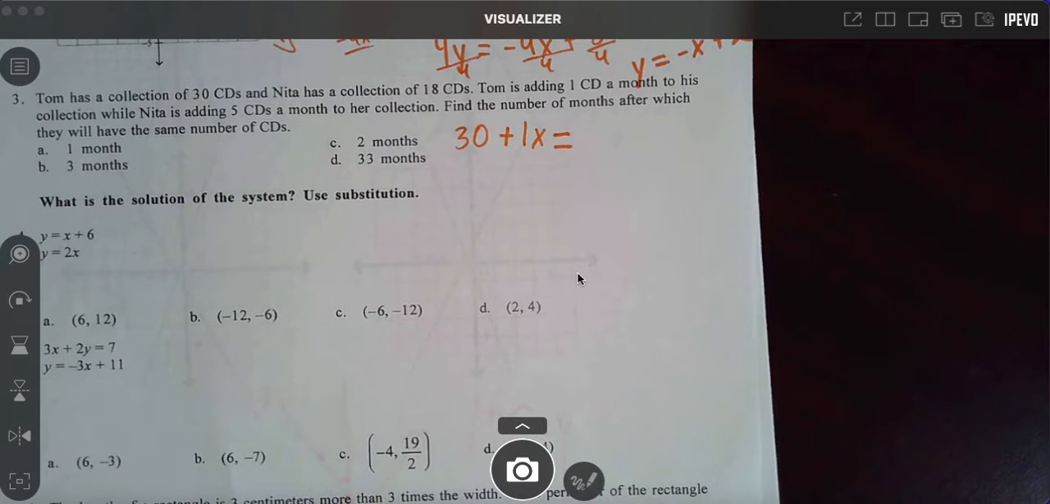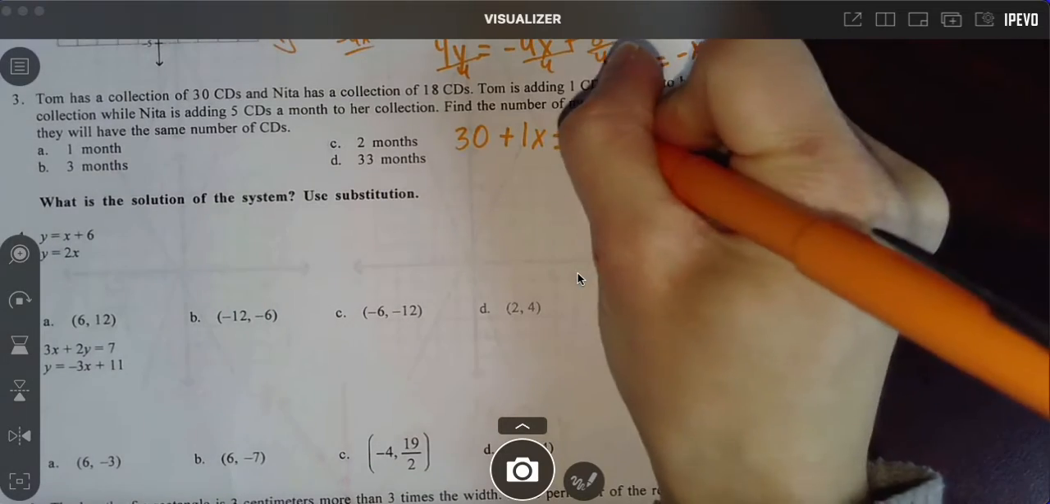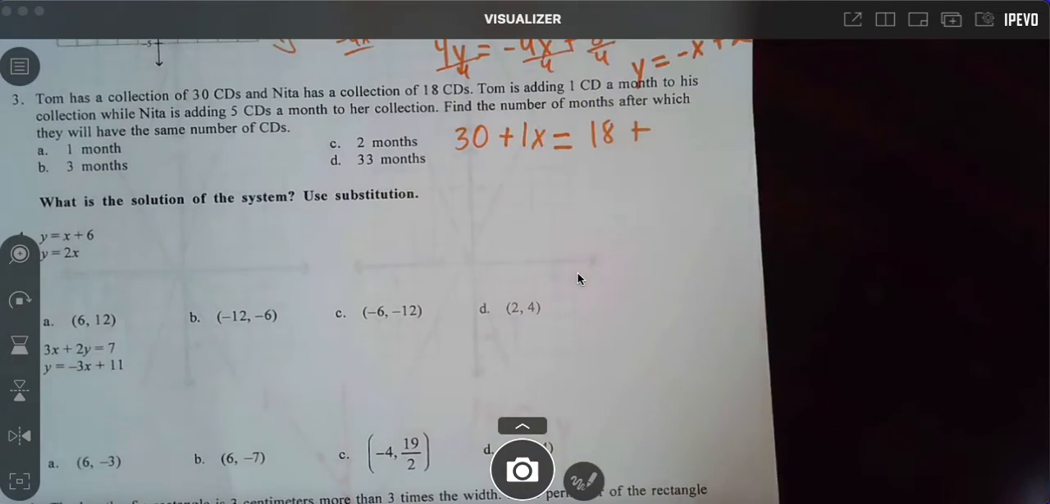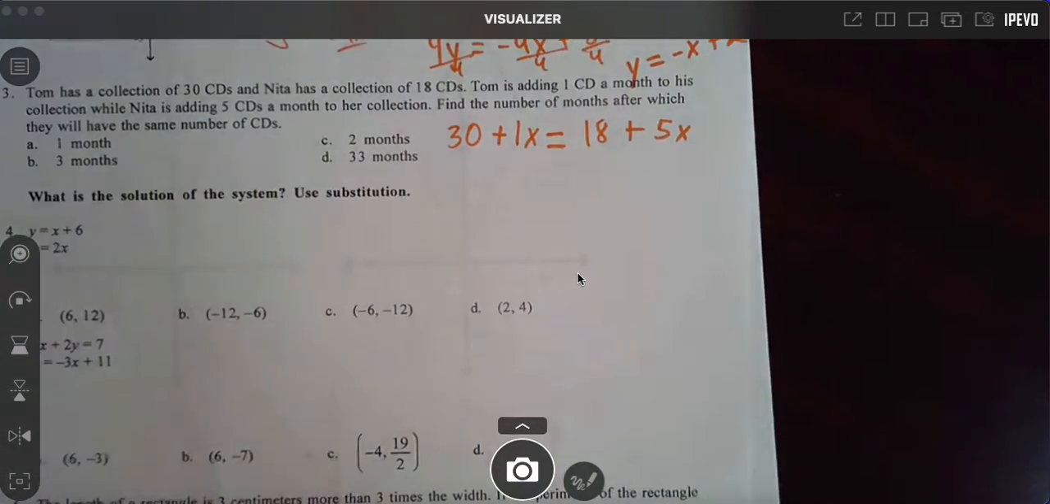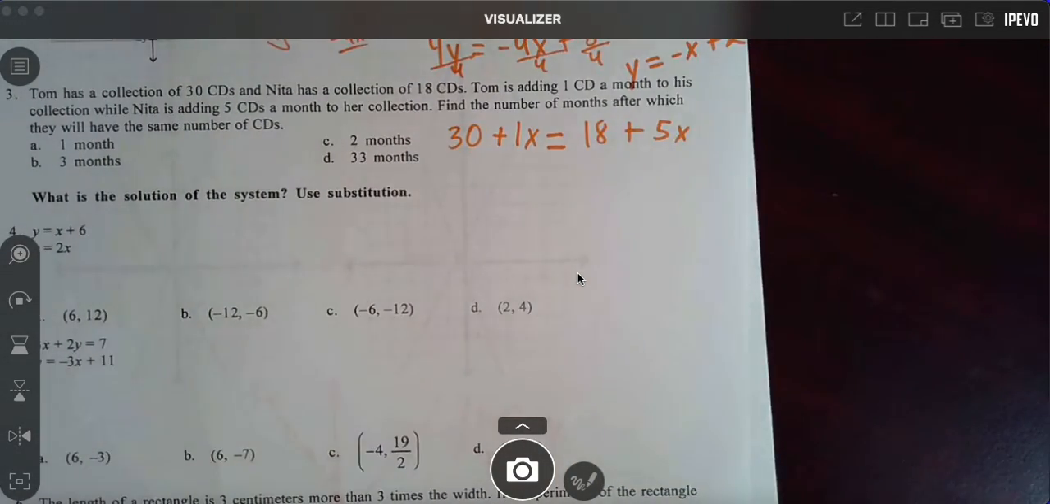Is this what y'all did? Now, then I'm going to find Nita's. What does she have? 18, and she's adding how many a month? 5x. Remember, when it says per month or whatever, you put that with a variable. So 1 per month and 5 per month. Does everybody get that? Yes. Then what would I do?